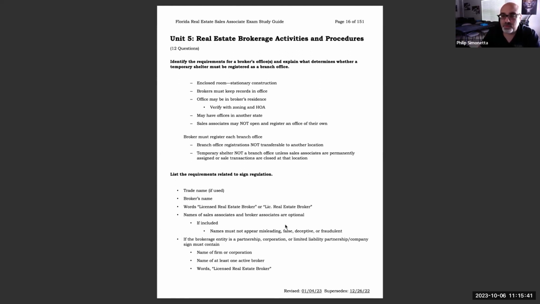Okay, the office may be in the broker's residence, verified that the zoning and HOA allow it, if they're in an HOA or zoning. Like our building for our brokerage and school, it's zoned commercial, residential. It could be a house or a brokerage. It's zoned that way where we're located. It's private. It's not in a community. It's on a main road. Okay. So when I got my license in Tennessee, I had to send them the zoning to show them that it was commercial before they would allow this firm to be licensed in Tennessee. Got it. Okay. May have offices in another state, which we do.